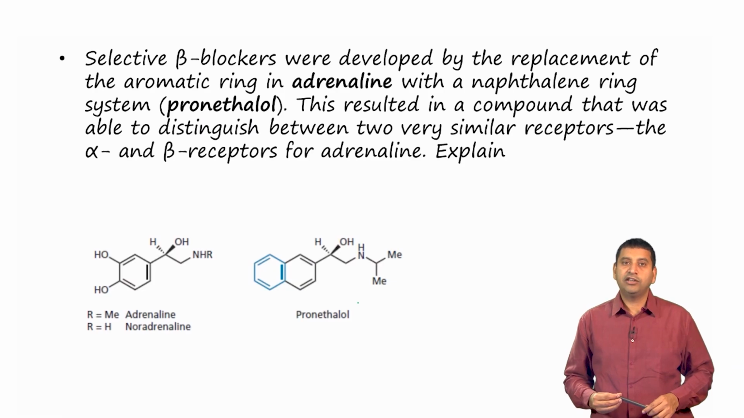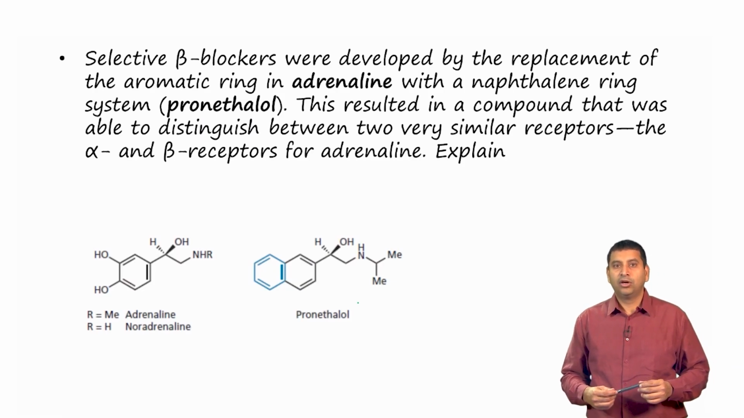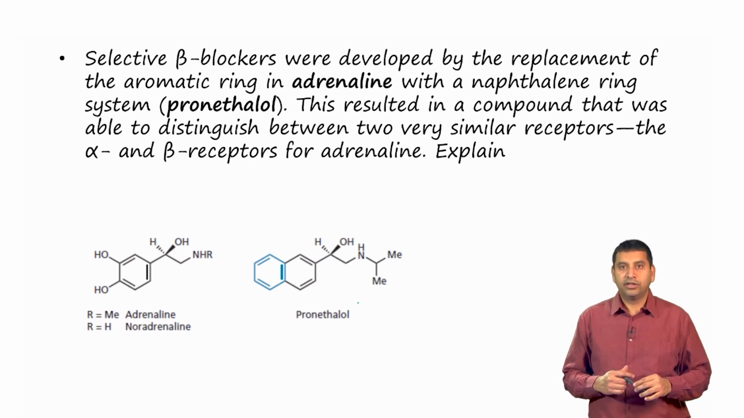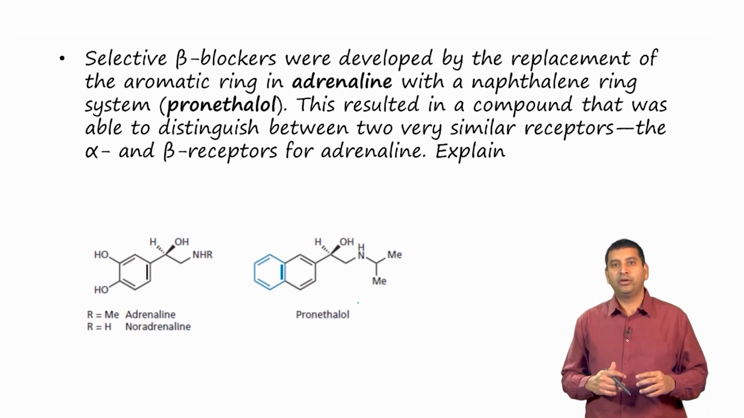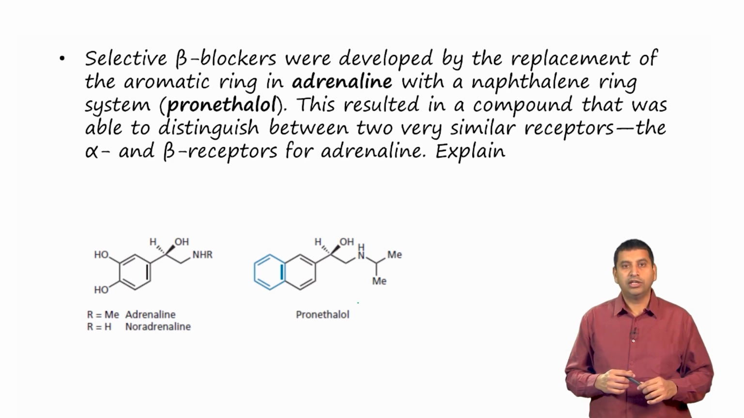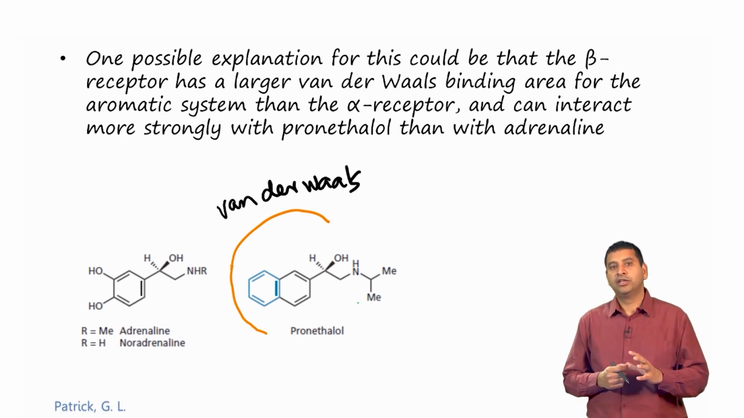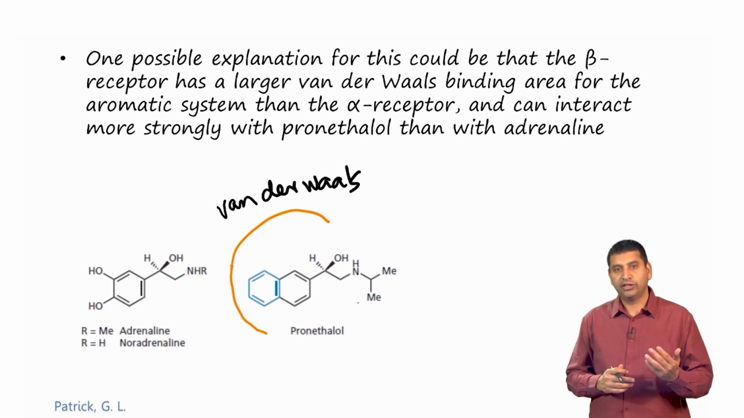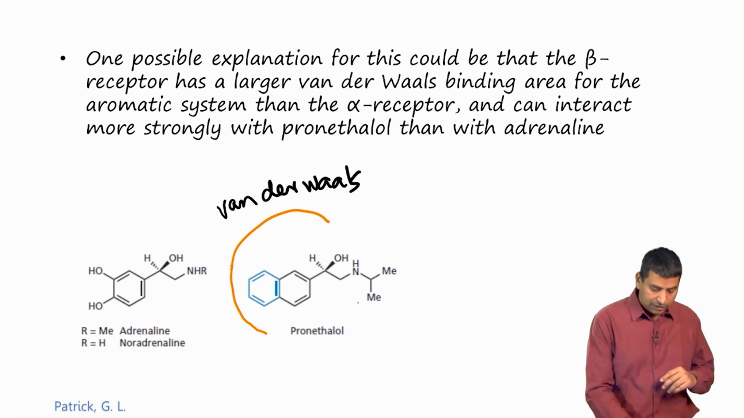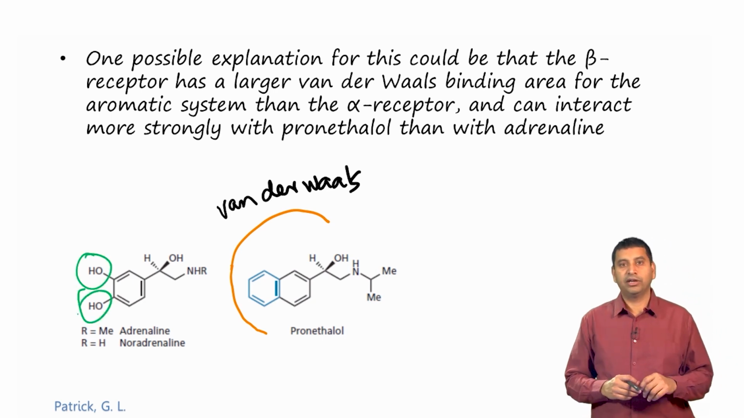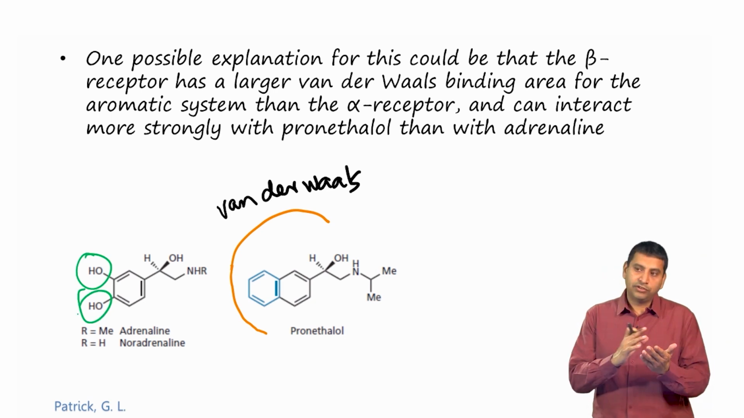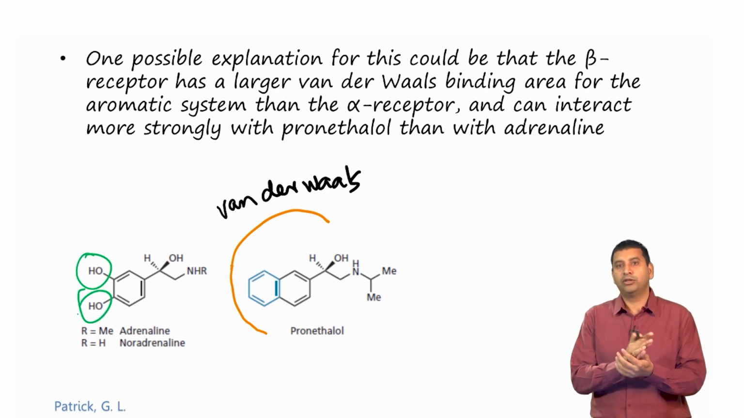The next question is, selective beta blockers were developed by replacement of the aromatic ring in adrenaline with a naphthalene ring system, as shown below. This resulted in a compound that was able to distinguish between two very similar receptors, that is the alpha and beta receptors of adrenaline. The question is, explain. In order to address this question, we need to look at both of these structures carefully, and one major difference between these two molecules is that the two hydroxyl groups are gone from adrenaline, and you now have a situation where you can have van der Waals interaction. So, this is something that is different between the two molecules.